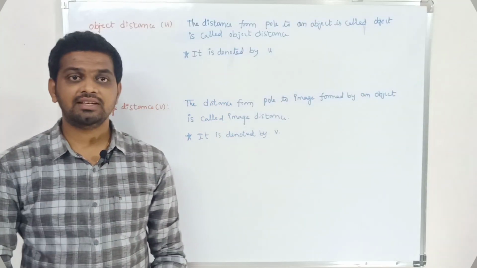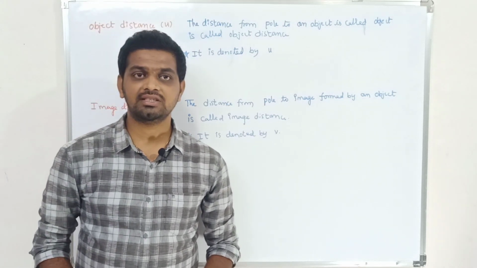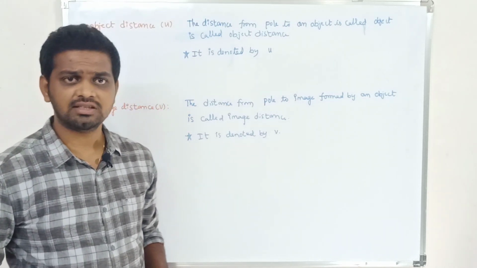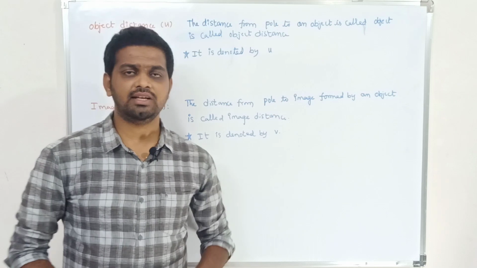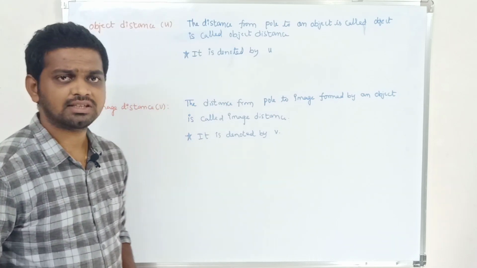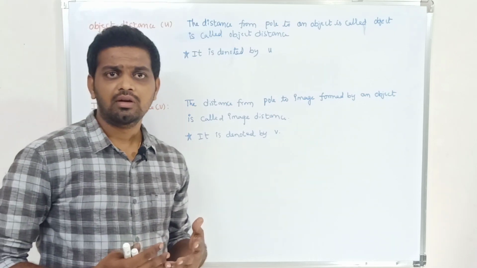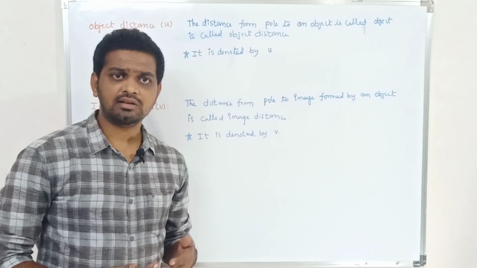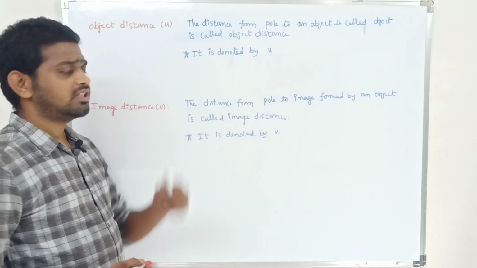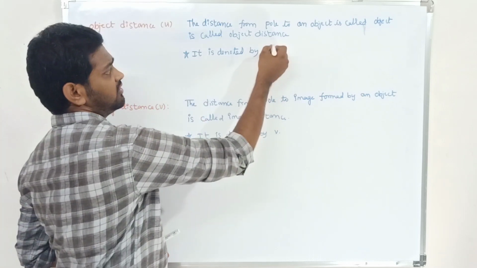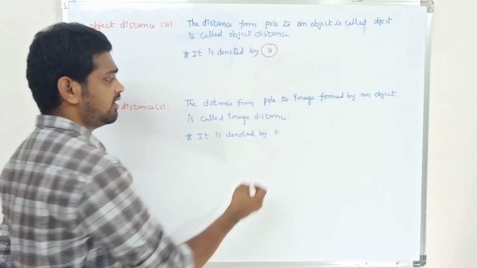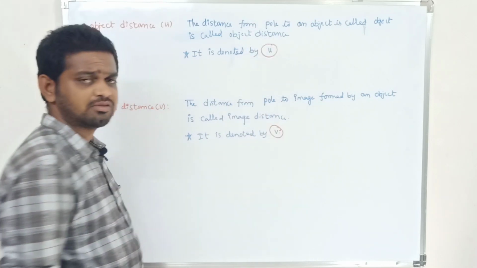Yes, coming to the next definitions, object distance and image distance. Object distance is nothing but the distance from pole to an object. Coming to the image distance, the distance from pole to the image formed by an object is called image distance. Object distance is denoted by the letter small u, and the image distance is denoted by the letter small v.